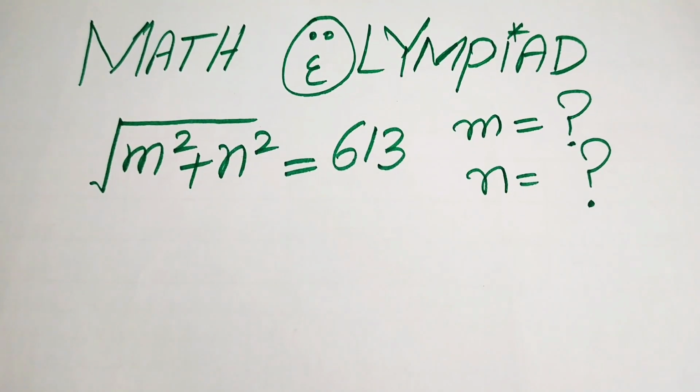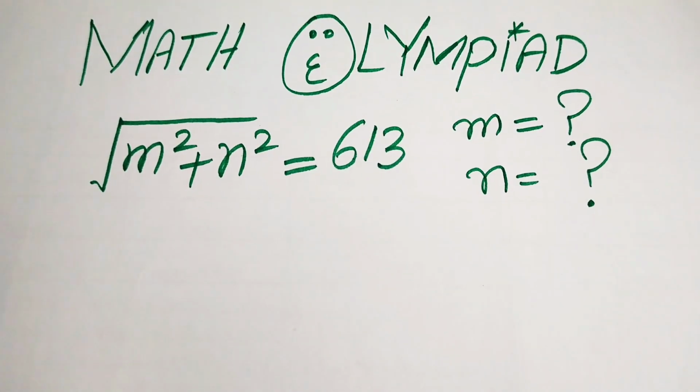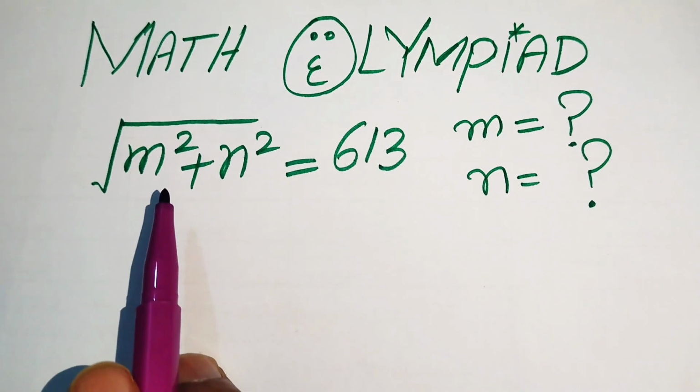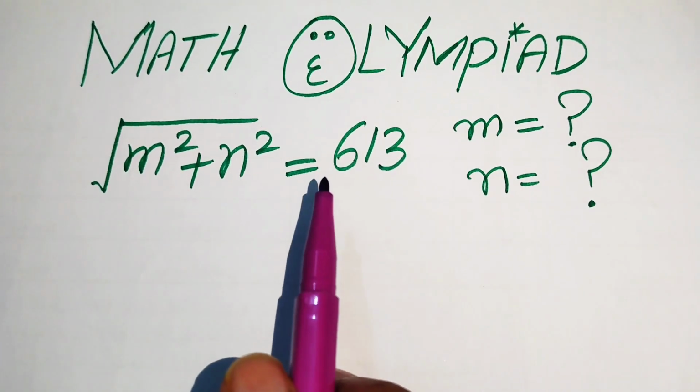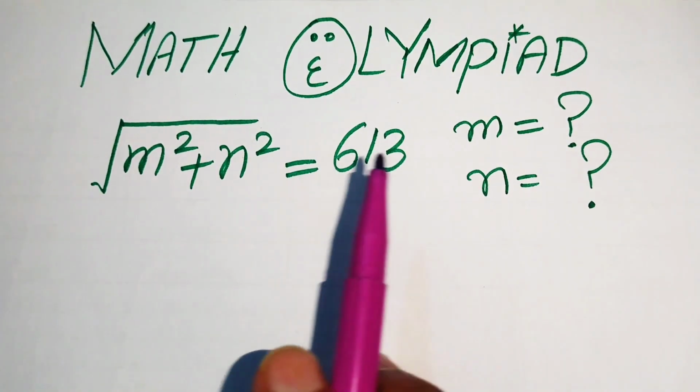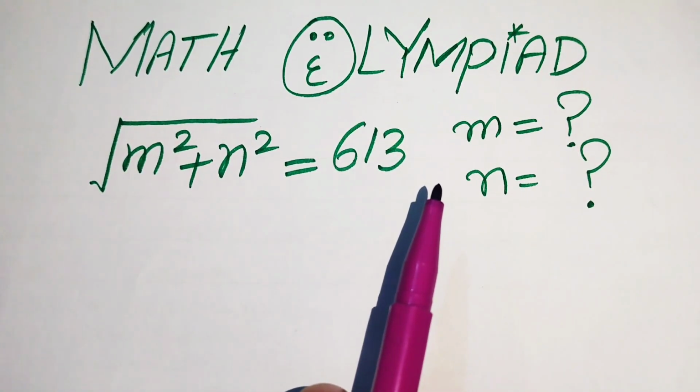Hello everyone, welcome to solve this math Olympiad algebra problem. Here we have the square root of m square plus n square equals 613, and we solve this problem for the values of m and n.